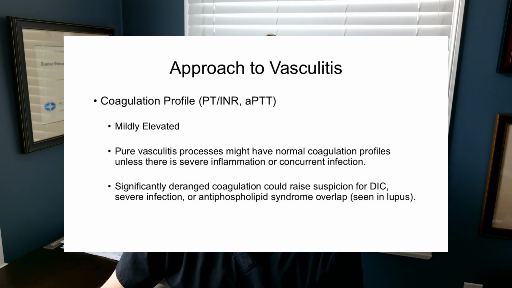Coags to check would be important too. Looking at a patient's PT, INR, aPTT, we might see some mild elevations in this, but pure vasculitis conditions might have normal coagulation profiles unless there's severe inflammation or concurrent infection. Otherwise, the main thing we would want to screen a patient for in this would be DIC.